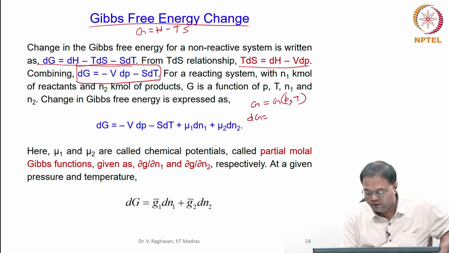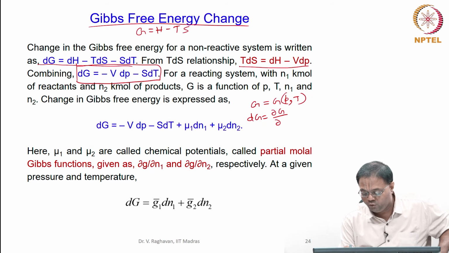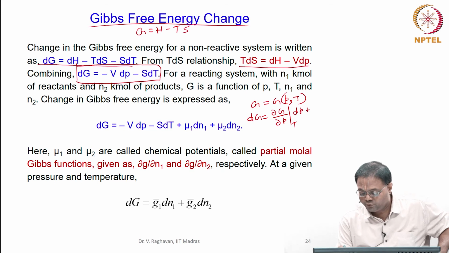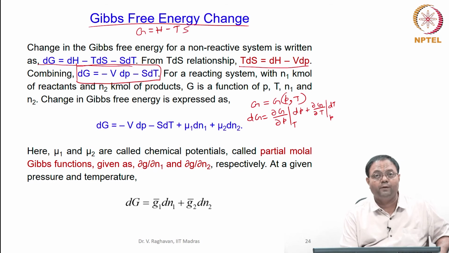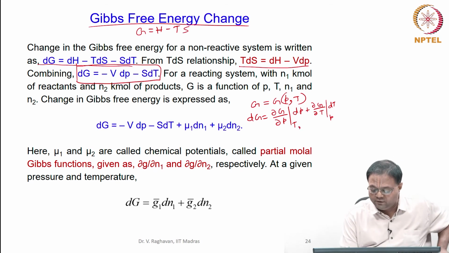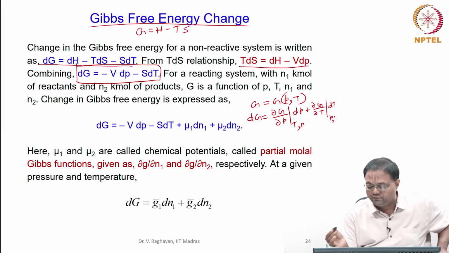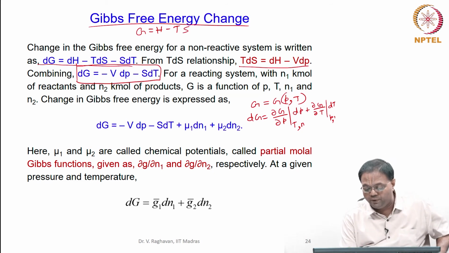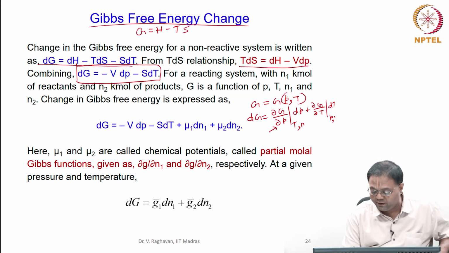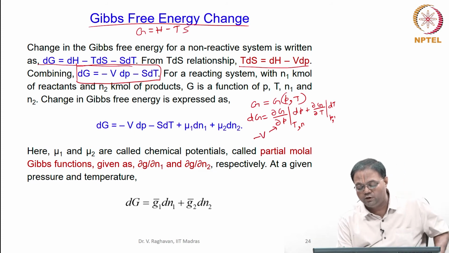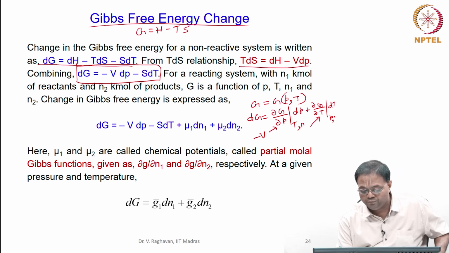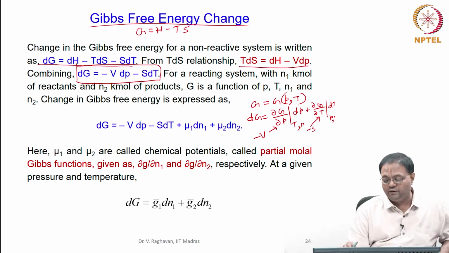So dG is nothing but dou G by dou P at constant T dP plus dou G by dou T at constant P dT. Now please note that n is also constant here, so I am just writing n there. So dou G by dou P at constant T is nothing but minus V. Similarly, dou G by dou T at constant P is nothing but minus S. From this you can equate this and see.